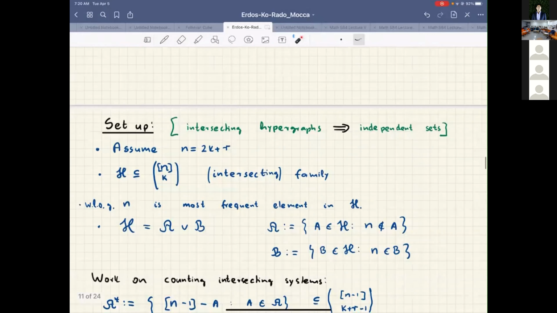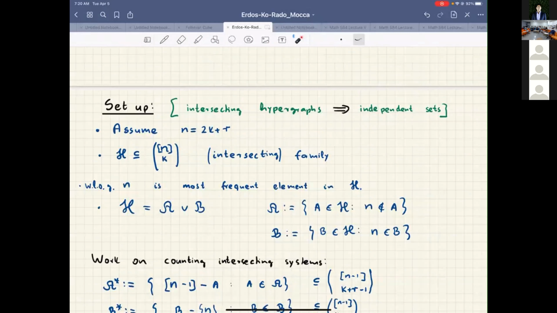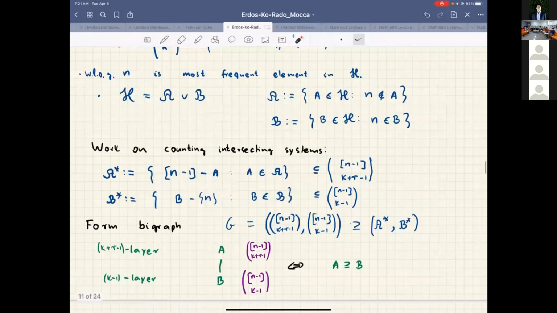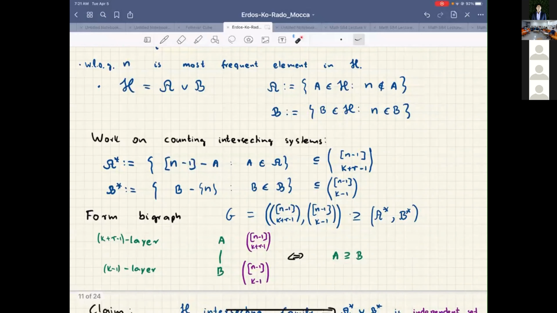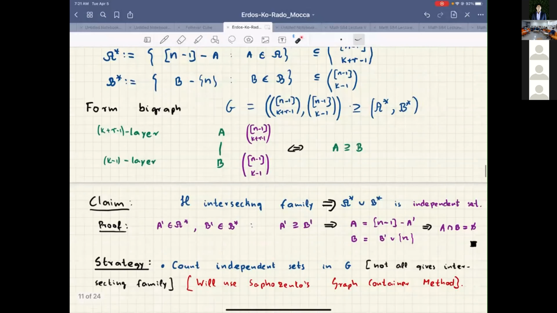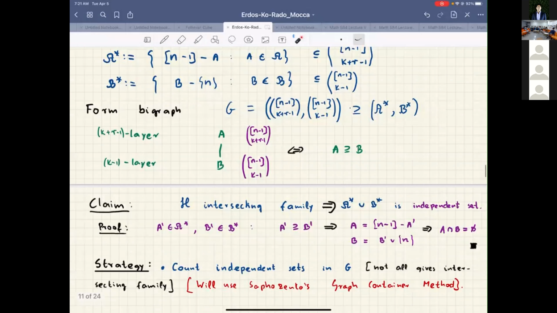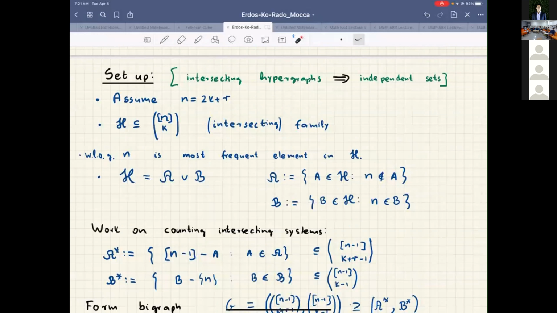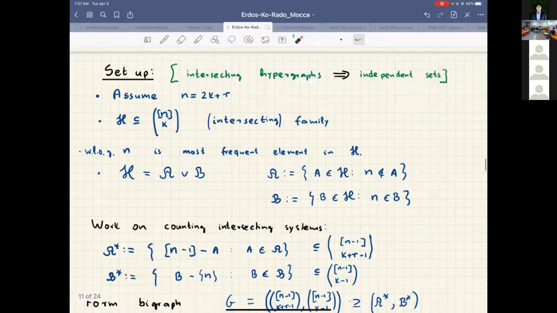So I'll try to say some of the ideas, not from the latest result, but from the random Erdős-Ko-Rado. And I probably won't have time to explain too many things, but the proof is actually quite short, in particular when we are considering the case n is equal to 2k plus 1.